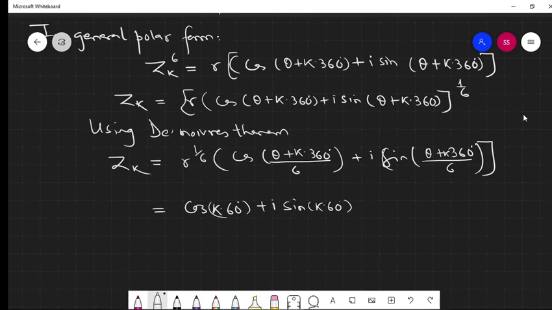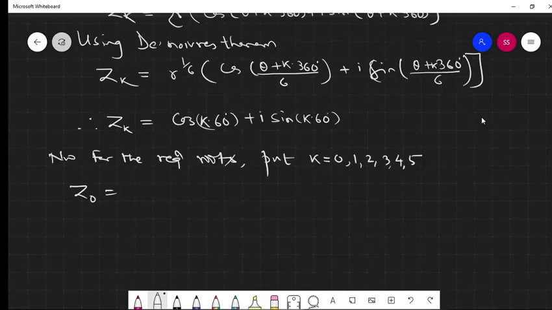For the required roots, put k equal to 0, 1, 2, 3, 4 and 5, because we have to find 6 roots as the power is 6. That's why z0 is just putting 0, cos 0 plus i sin 0 degrees, equal to 1. Sin 0 is 0, cos 0 is 1.